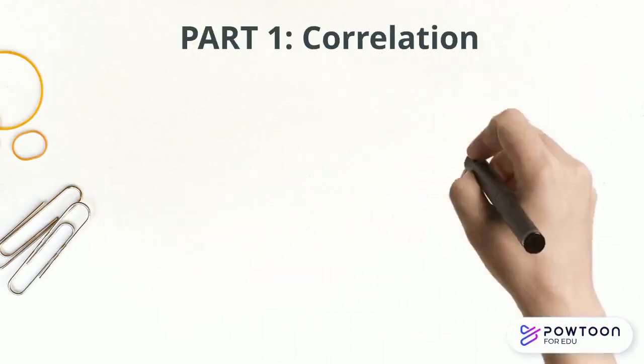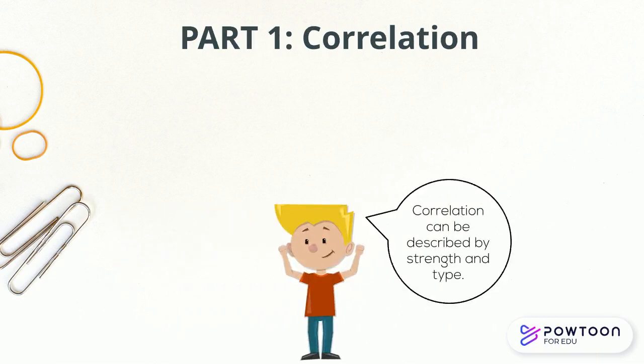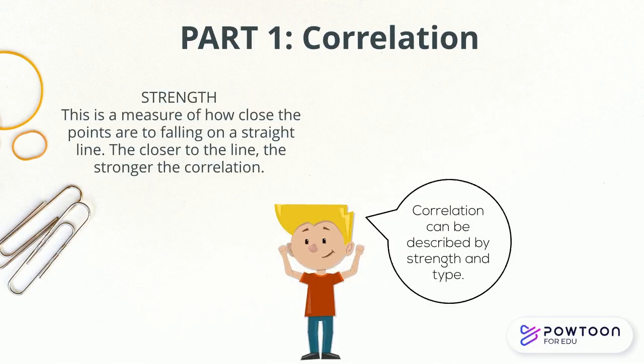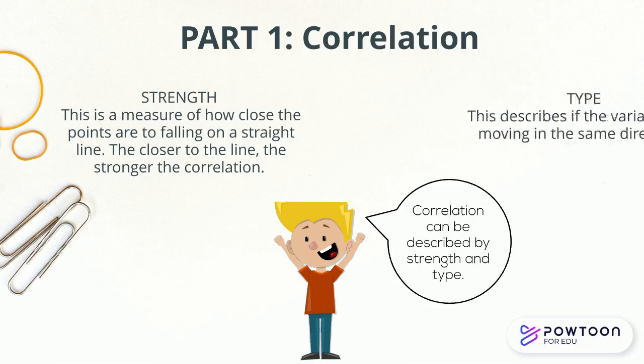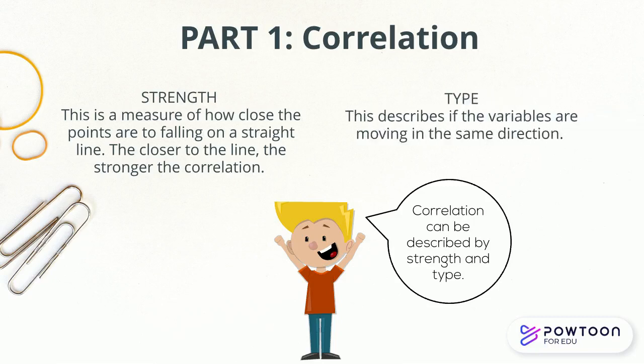Part 1. Correlation. Correlation can be described by strength and type. Strength. This is a measure of how close the points are to falling on a straight line. The closer to the line, the stronger the correlation. Type. This describes if the variables are moving in the same direction.